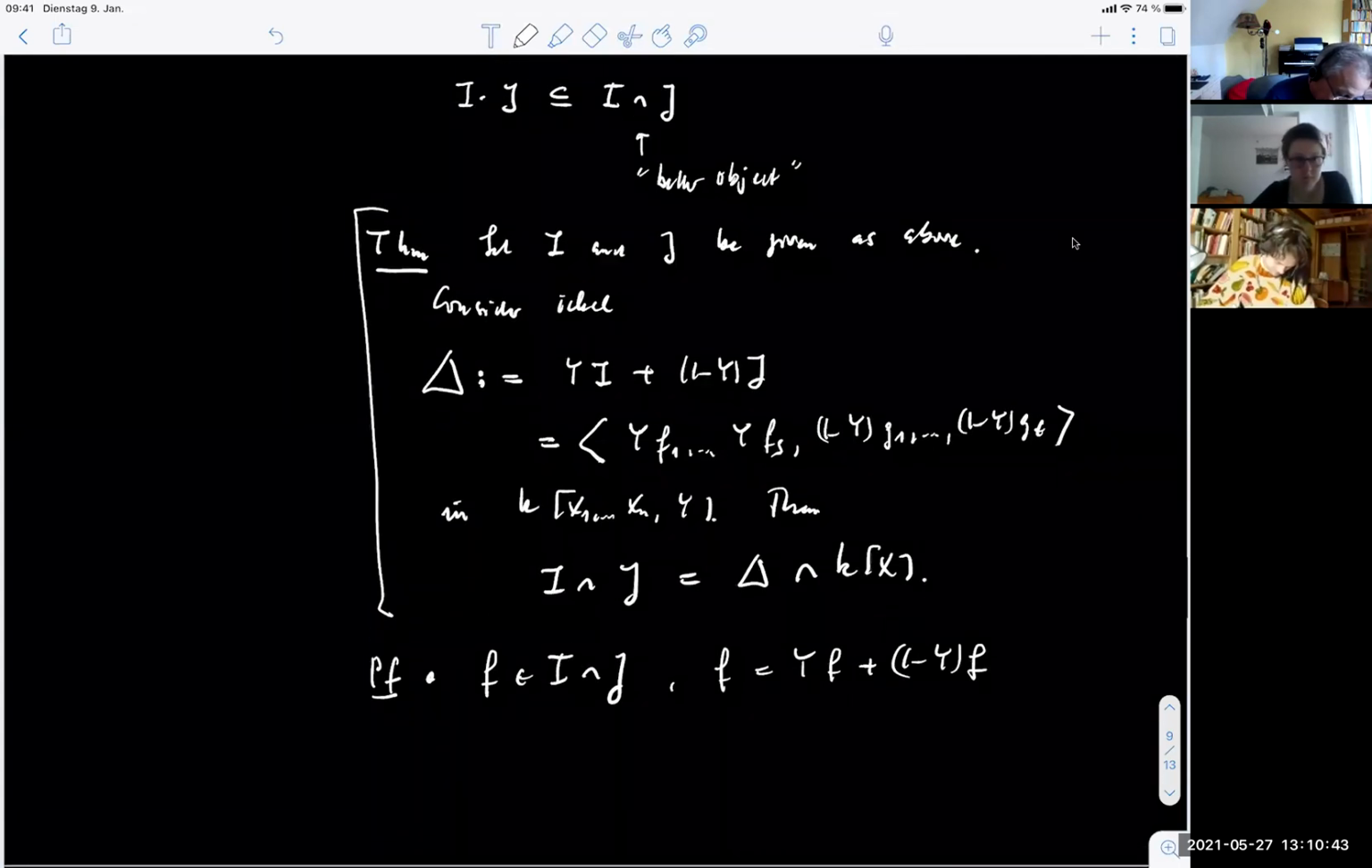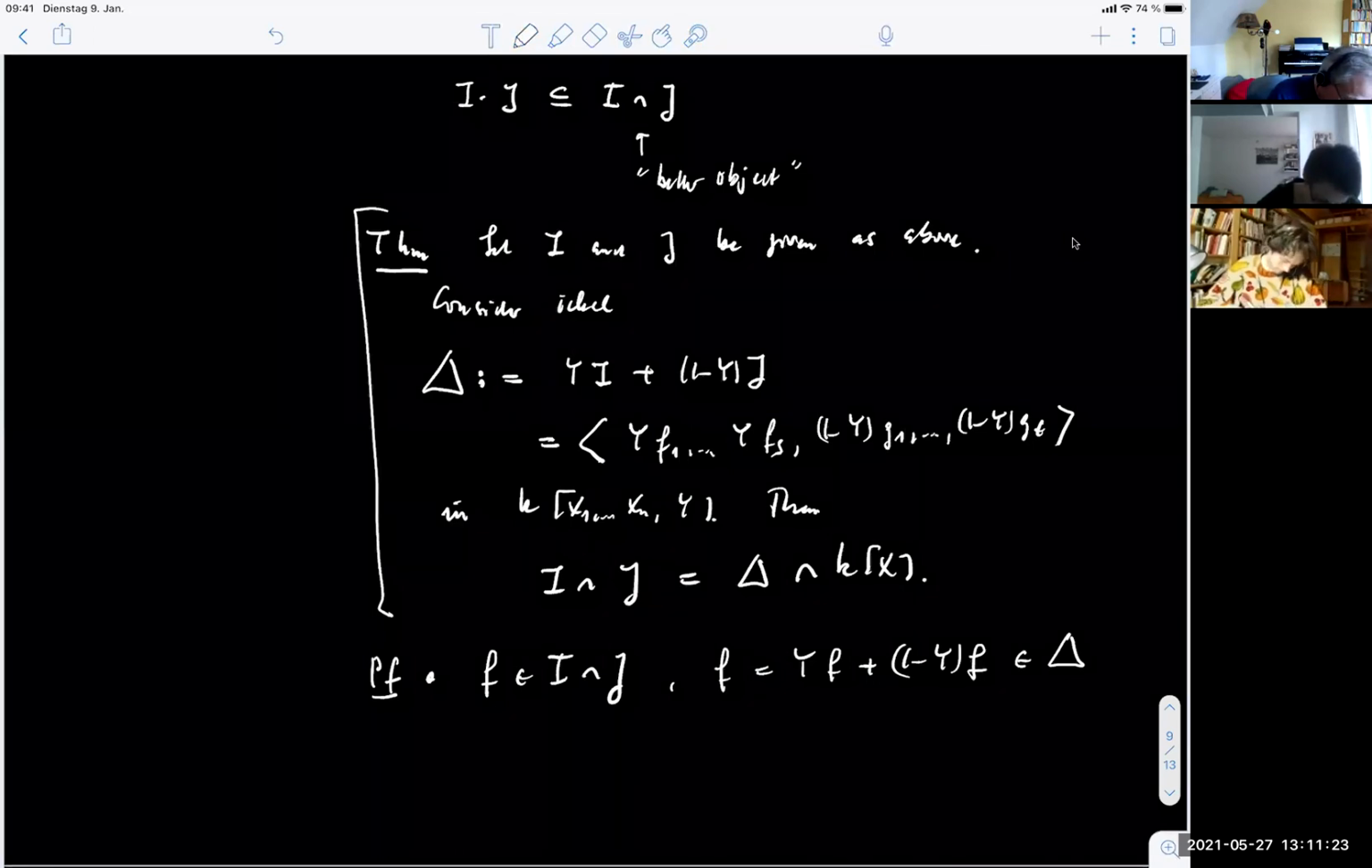Now, here f is in I, so the y f is here, and the (1 minus y) f is here, since f is also in J. So I'm in delta. You could also express it in terms of the generators. So I've proven this inclusion.